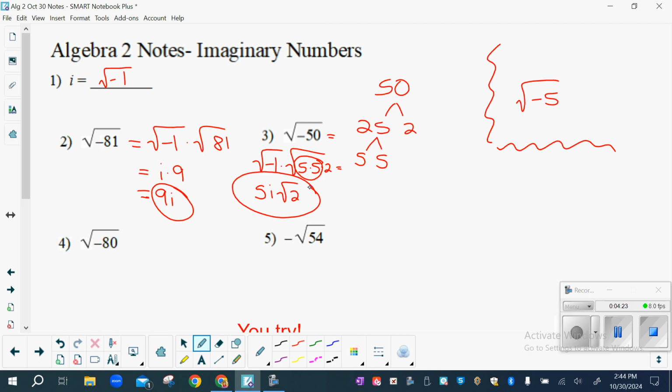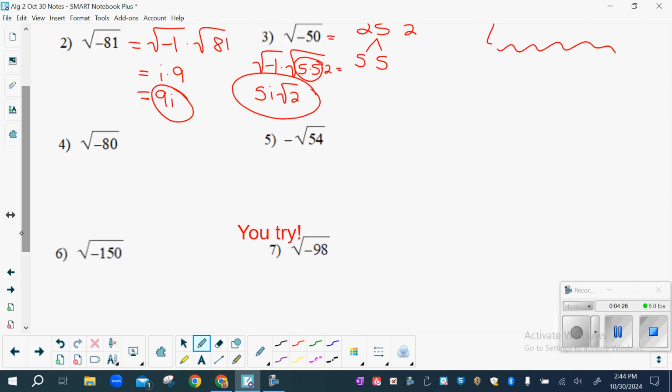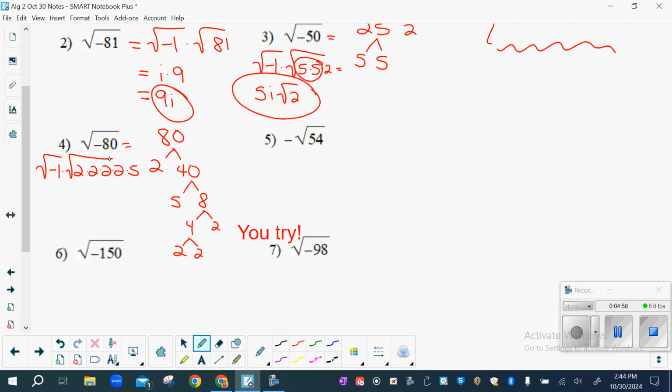So how would we simplify square root of -80? JJ knows. Anybody else? Go ahead, JJ. You solve for 80, so 2 and 40, and then 5 and 8. Okay, so we have square root of -1. I'm going to write that separate, times square root of 2, 2, 2, 2 and a 5.